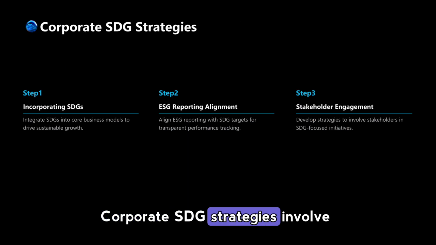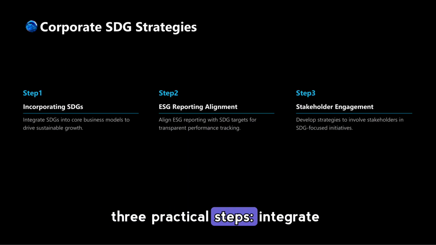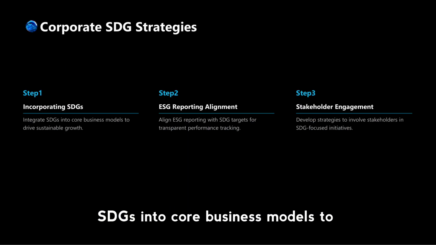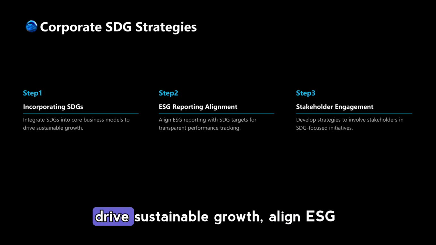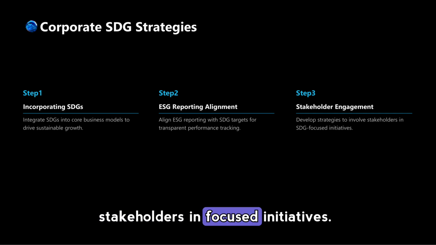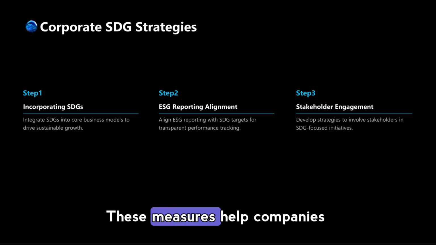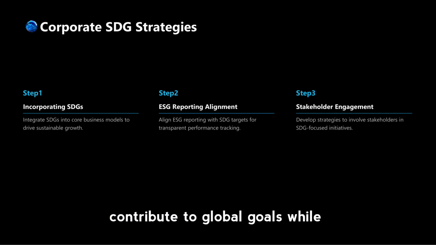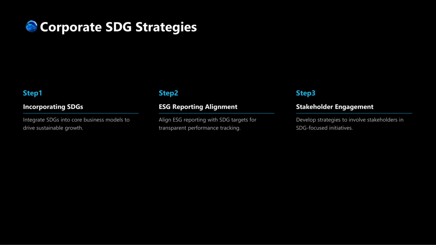Corporate SDG strategies involve 3 practical steps. Integrate SDGs into core business models to drive sustainable growth. Align ESG reporting with SDG targets for transparent tracking, and engage stakeholders in focused initiatives. These measures help companies contribute to global goals while managing risk and creating long-term value.